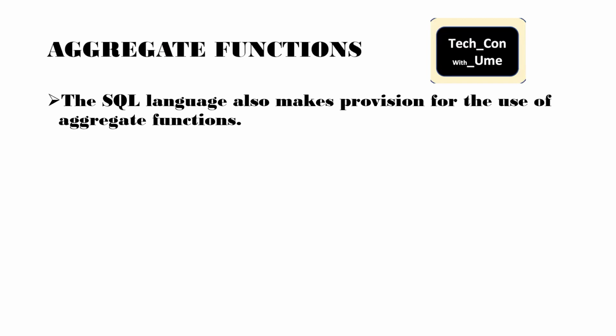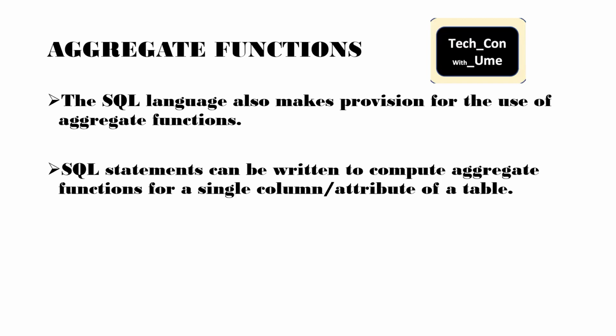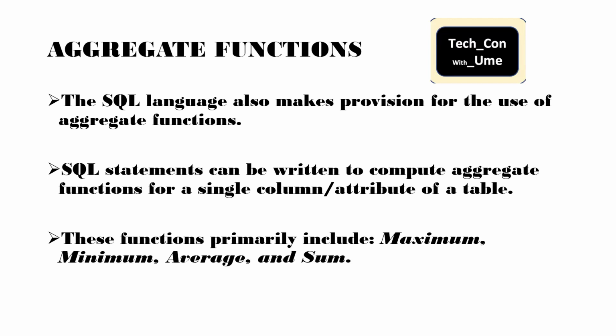Like I did indicate, we will end by talking about aggregate functions. Now, the SQL language also makes provision for the use of aggregate functions. Now, SQL statements can be written to compute aggregate functions for a single column or attribute of a table. These functions primarily include maximum, minimum, average, and sum. So that being said, we are going to get right into it.